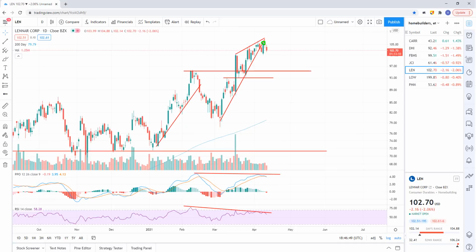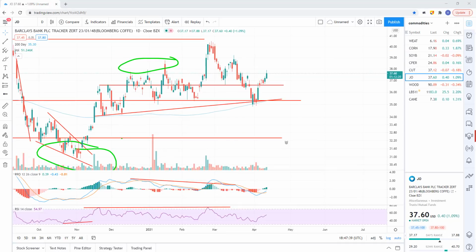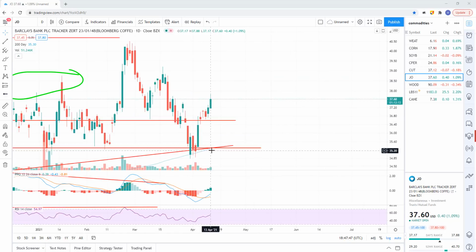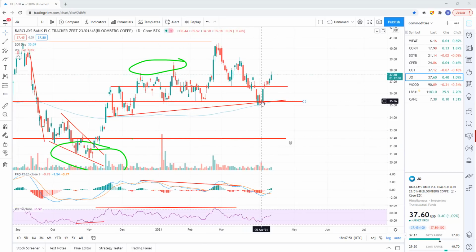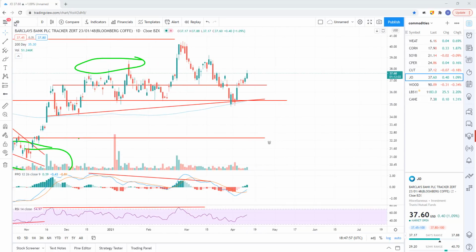So far, it's working. Someone asked me to look at the agricultural input sector. I'm personally long coffee right now. I bought that right down here at the back test of this trend line, at 35.38. I talked about it on the video, and so far that thing's up 650.